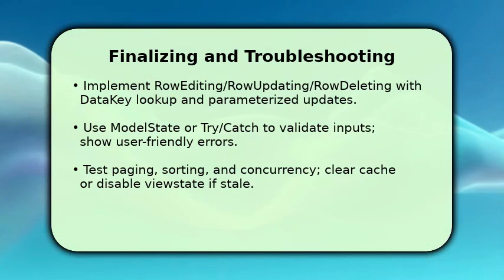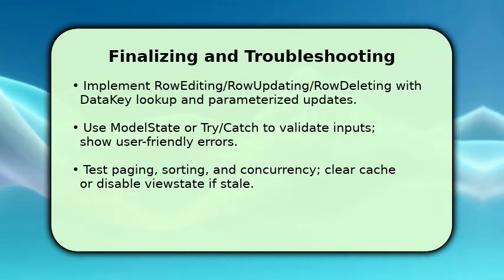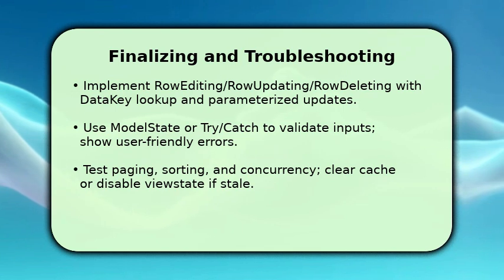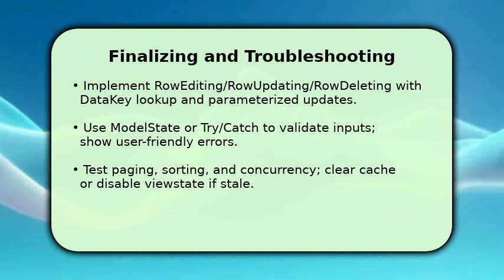You finish by wiring update and delete flows. On RowEditing, set EditIndex. On RowUpdating, fetch keys, validate values, execute parameterized SQL or EF SaveChanges, then set EditIndex equals -1 and rebind. Add user feedback messages and validate inputs to avoid bad updates.